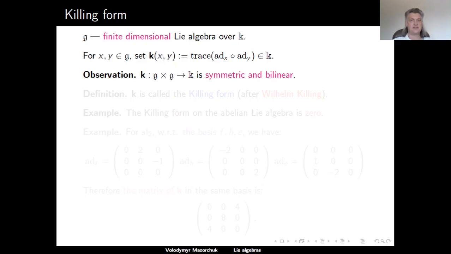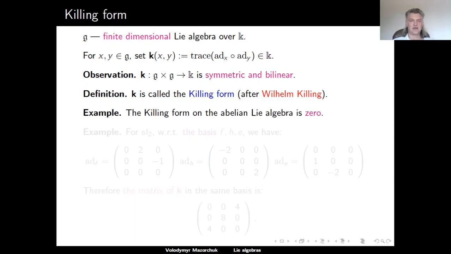Observe that this definition produces a symmetric and bilinear form on G. Indeed, the adjoint representation is linear, so ad x is linear in x, and trace is also linear. Therefore, K of x, y is linear in x. Similarly, it is linear in y. And it is symmetric because the trace of the composition of two linear operators doesn't depend on the order of this composition. So this symmetric bilinear form is called the Killing form, named after Wilhelm Killing.